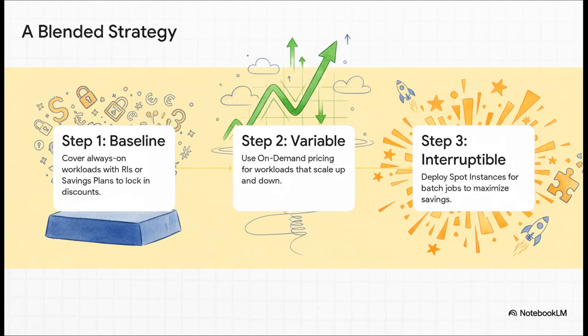Step 1, you look at your baseline, the stuff that's always on, and you cover it with savings plans or RIs to lock in those great discounts. Step 2, you use On Demand for all the spiky, unpredictable workloads that go up and down. And step 3, for any job that can be interrupted, you throw Spot instances at it to get those massive, massive savings. You're just using the right tool for the right part of the job.